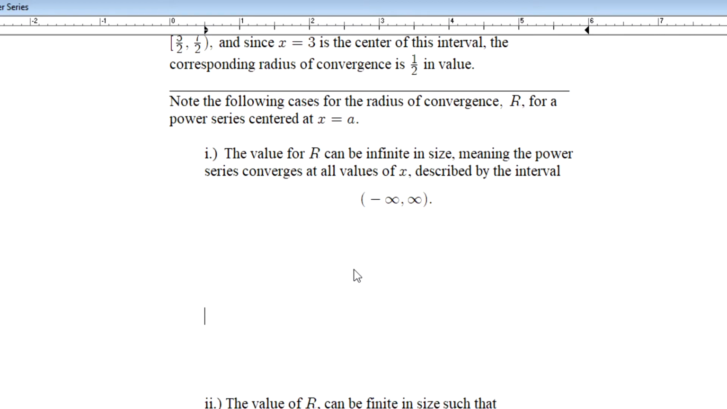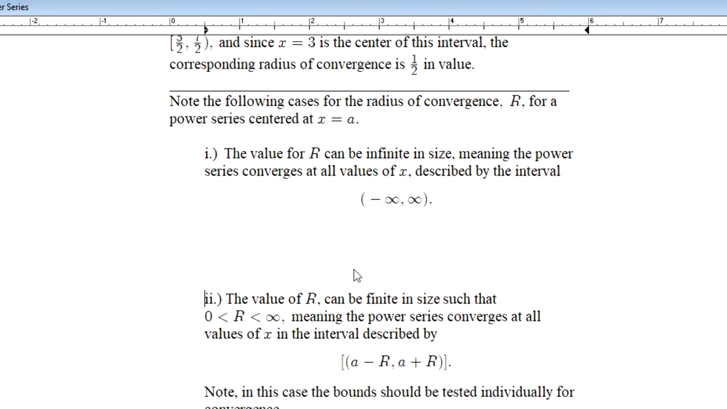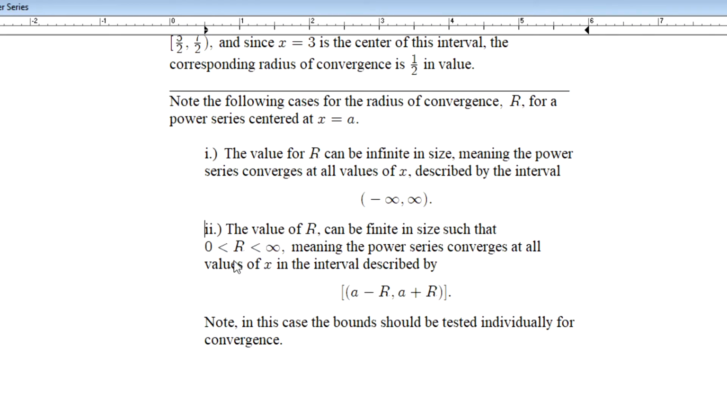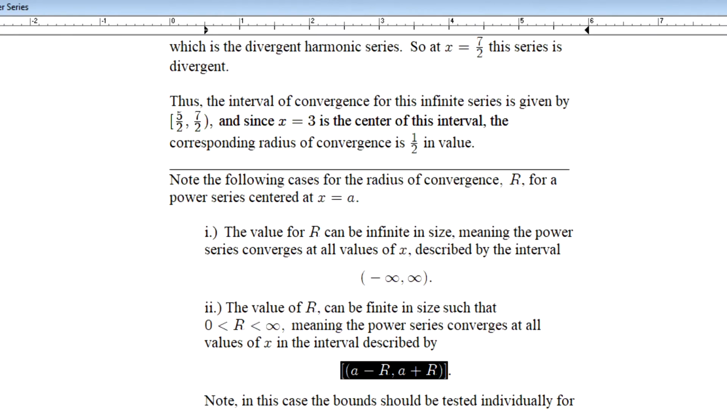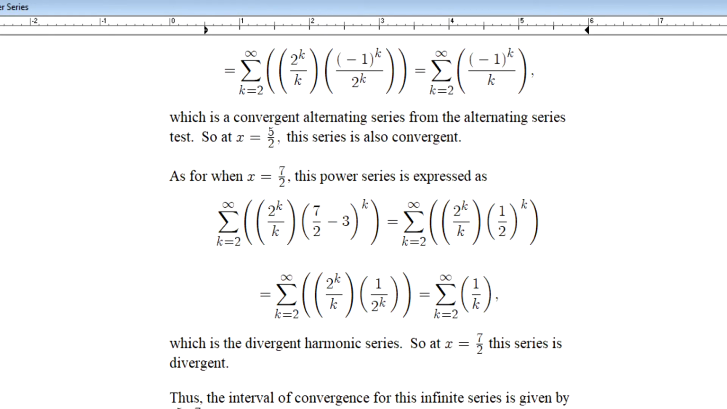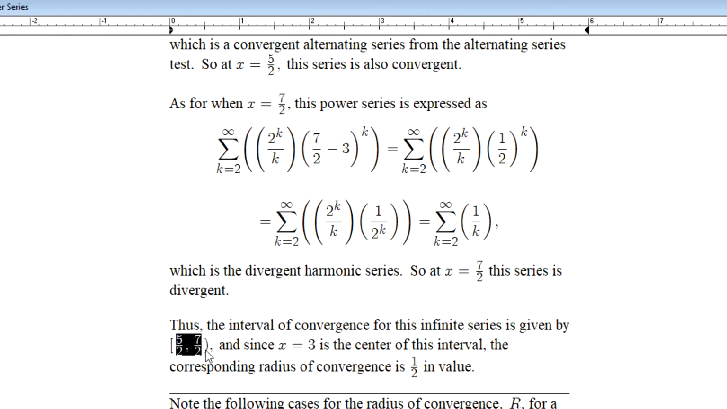Another result that could occur is that you get a finite interval of convergence. A finite interval of convergence happens where r, this radius of convergence, is somewhere between 0 and infinity in value. Meaning that the power series only converges over values of x described in some interval, similar to what we saw above in our previous example. Our radius of convergence was finite in value. It was 1/2, which gave us this interval.